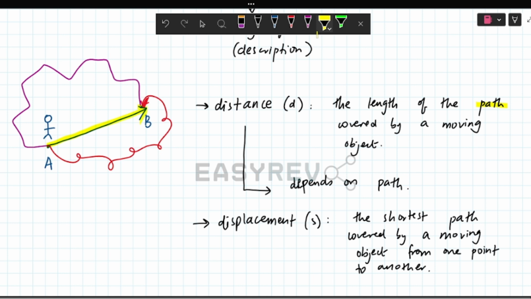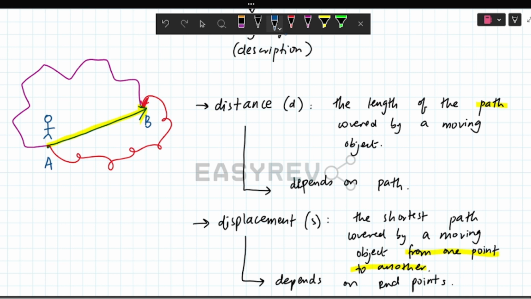Instead, there's an emphasis more on the motion starting from one point to another, which means that displacement is a quantity that only really depends on the endpoints. In other words, the shortest path itself would only change if you were to change the spacing between A and B. It wouldn't change no matter what other path you take, because the shortest path is going to be the same.